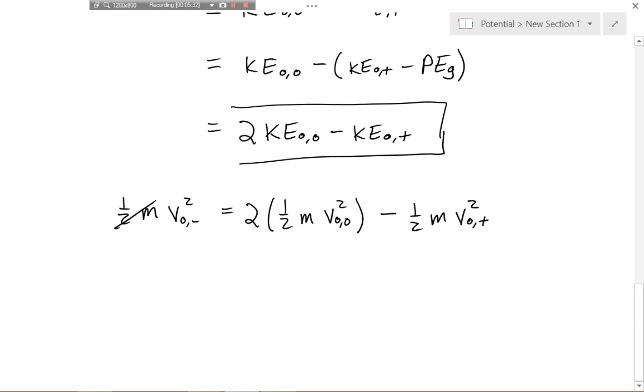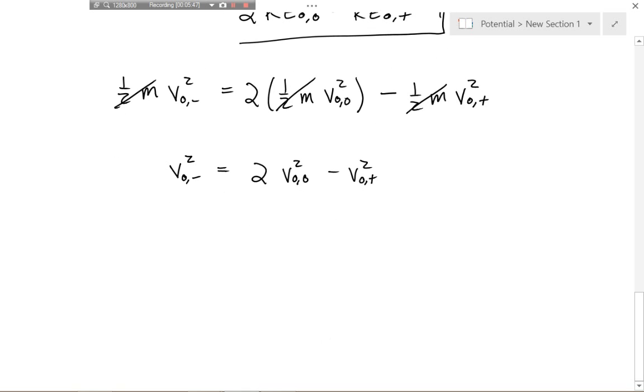So the 1/2 m's cancel everywhere, and we see that the initial velocity of the negatively charged particle squared is equal to 2 times the initial velocity of the neutral particle squared minus the initial velocity of the positively charged particle squared. So if I solve for the initial velocity of the negatively charged particle, I'll see that this is going to be equal to 18.7 meters per second.